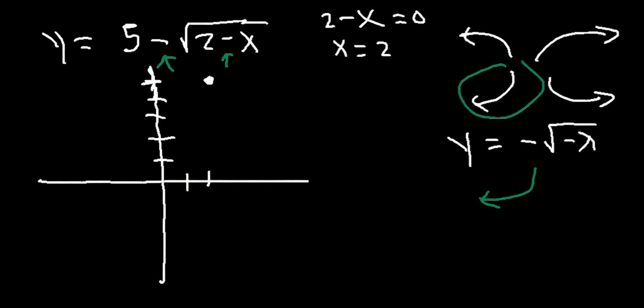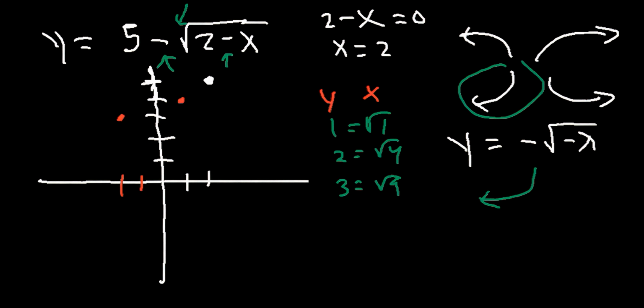So it's going to be going in this general direction. Now, we don't have a number in front of the radical, so we can use our general transformation. The square root of 1 is 1. The square root of 4 is 2. And the square root of 9 is 3. So as we go 1 unit to the left, it's going to go down 1. As this is x, this is y. So as we travel 4 units to the left, it's going to go down 2. So it's going to be over here. And as we travel 9 units to the left, starting from this point, it's going to go down 3, so it's going to be over here.